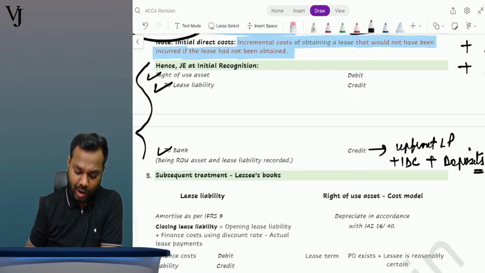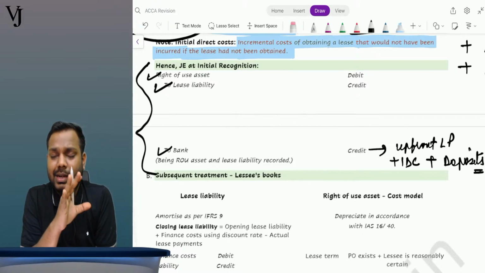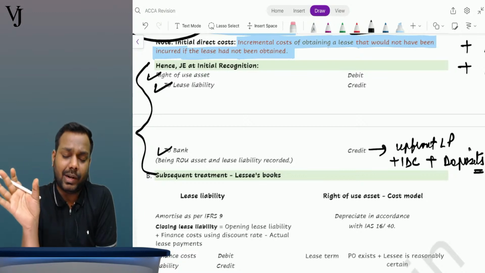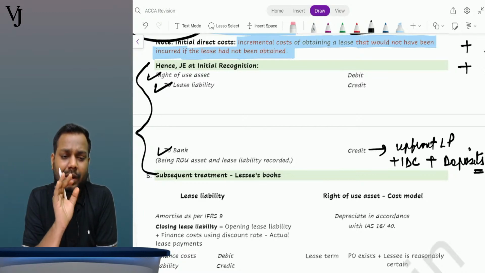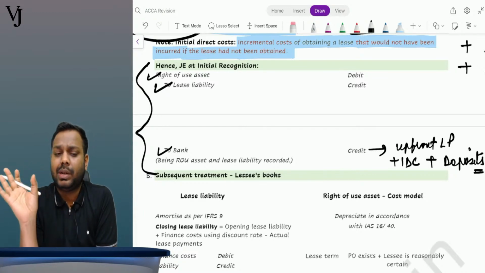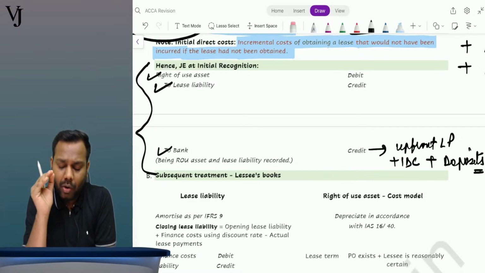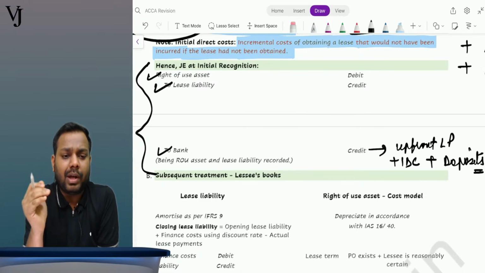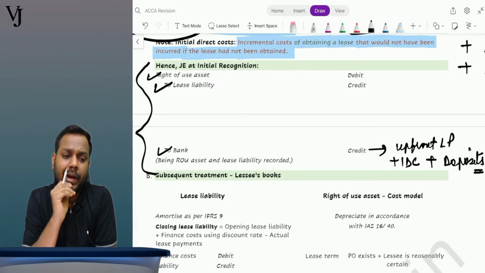So this is how I will initially recognize a lease liability and a right of use asset. On lease commencement date, this is how I will recognize the lease liability and right of use asset. Tell me, is it clear, everyone?